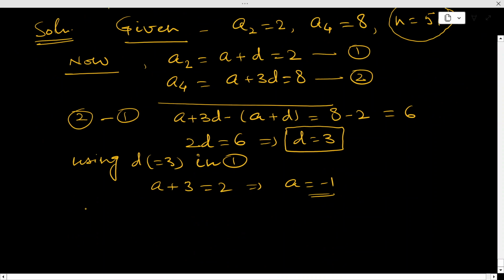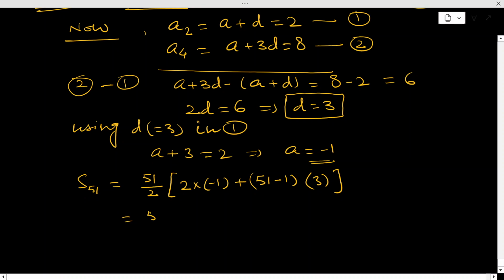So now we are using the formula of the sum of n terms. So S51 will be n by 2, it means 51 by 2, into 2A, means 2 into minus 1, plus n minus 1, means 51 minus 1, into D, means minus 1. This is not minus 1. The value of D is 3.